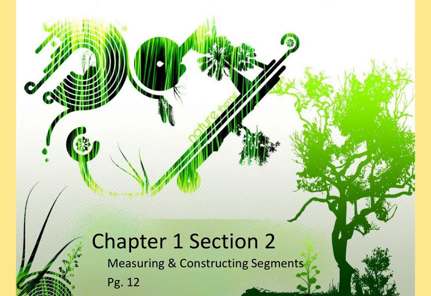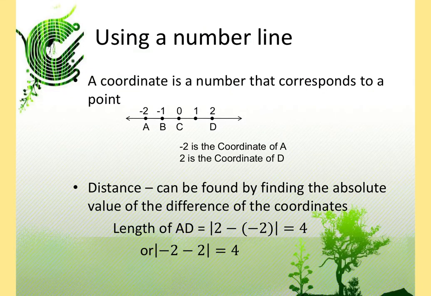All right, 1.2 is called measuring and constructing segments. So notice it's segments. Obviously, it's not lines because we cannot measure a line, okay? It does not end. So the things that we're going to do today will apply to line segments. Using a number line, there are 2 different parts to a number line, the coordinate and the name of the coordinate. So the point obviously is the letter. The coordinate is the numeric value on that number line.